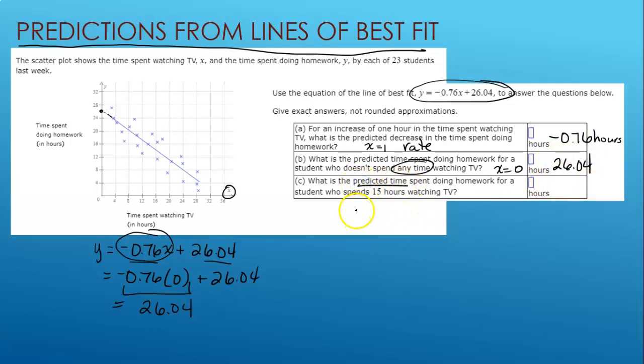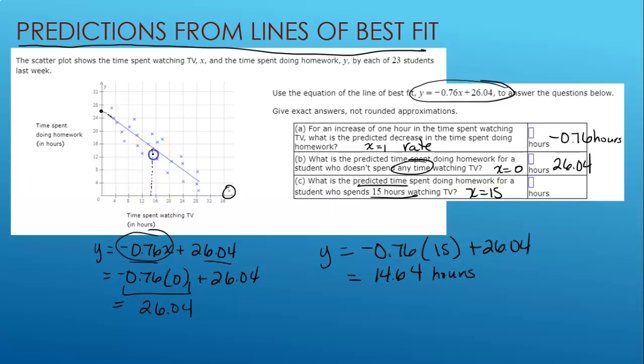And then it asks, what is the predicted time spent doing homework for a student who spends 15 hours watching TV? So again, that's you that x is equal to 15. So we're going to substitute in negative 0.76 times 15 plus 26.04. That gives me negative 11.4 plus 26.04, and that gives me 14.64 hours. So what that's telling me is if I could predict that somebody's TV, that they're going to do about 14.64 hours of chores. So the 14.64 would go there.